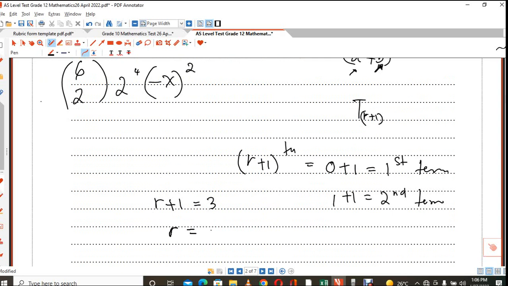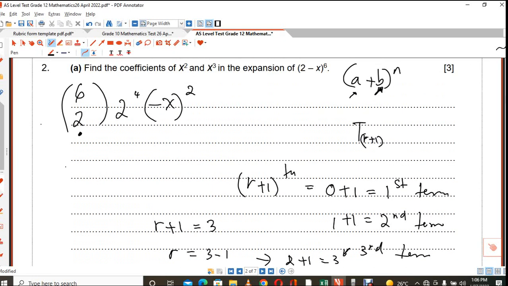Okay, so if you find r equals 3 minus 1, r equals 2, what does it mean? It means you're saying 2 plus 1, that's the third term. Third is what? Third term. Is it clear? That's the third term. So if you see me here putting a 2 here, effectively I'm talking about the third term. Am I right? Okay.